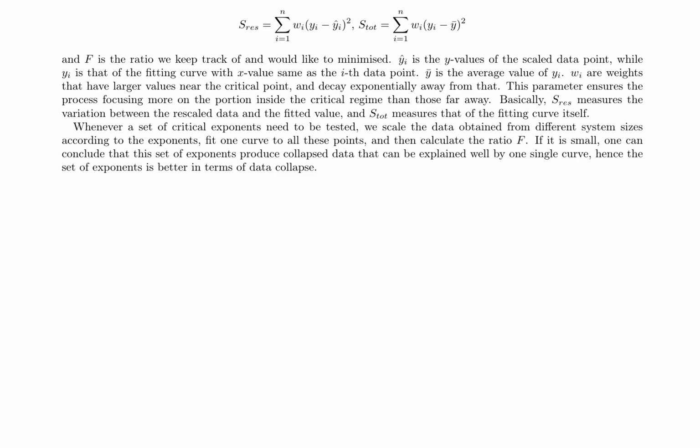The data collapse procedure involves scaling the data obtained from different system sizes according to a set of critical exponents, fitting a single curve to all the points, and calculating the ratio f, which measures the variation between the rescaled data and the fitted value. A small value of f indicates that the set of exponents produces collapsed data that can be well explained by a single curve, thereby validating the exponents. This method is used to test various sets of critical exponents and determine which ones provide the best data collapse.